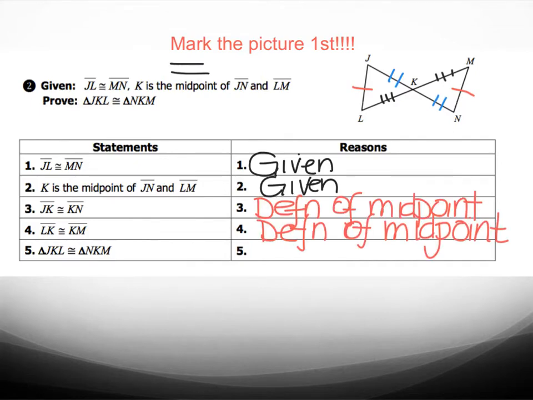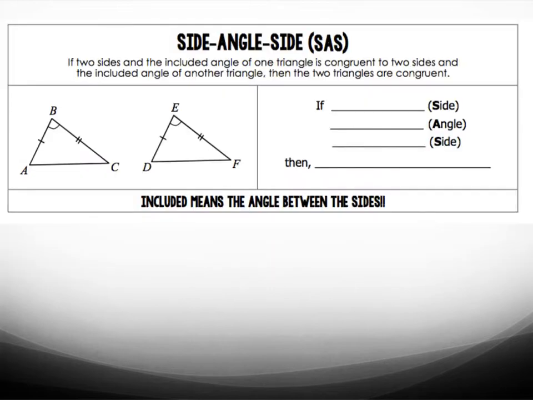So here we have the first two reasons are given, and then we get here to JK is congruent to KN. And when I look up here at my given, I don't see that. However, we can conclude that because of the definition of midpoint. So now when I look back at my picture, I see three sides of one triangle are congruent to three sides of another. Therefore, the triangles are congruent by the postulate called SSS, which stands for side, side, side.